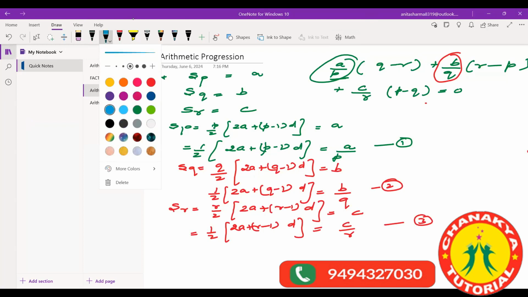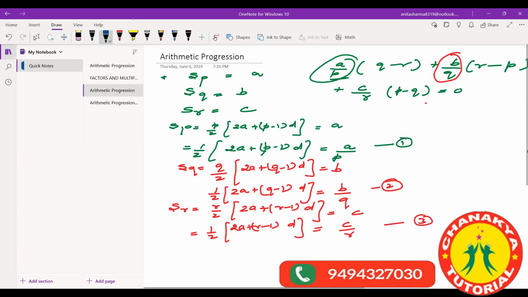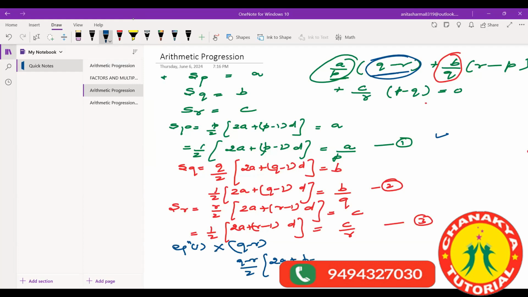Yes, ma'am. Okay. Now next, children, what do you have to do? See, now you will multiply equation 1 by which term? Q minus R. Okay? So you will write equation 1 multiplied by Q minus R. So both the side (Q minus R) by 2 into (2A plus (P minus 1) into D) is equal to A by P into (Q minus R). Now this will be equation 4.